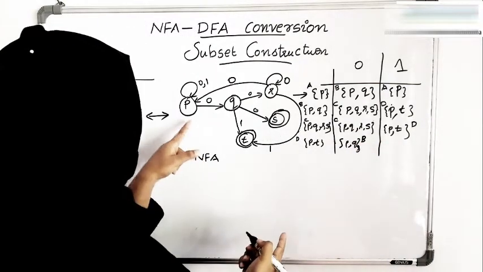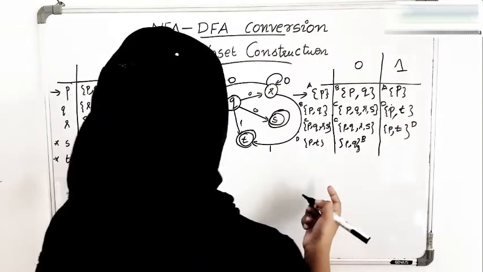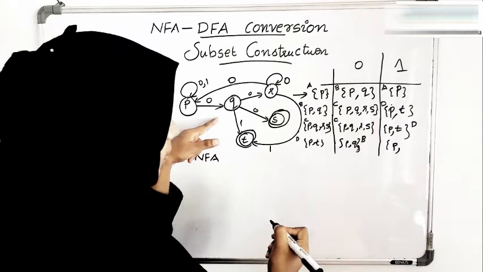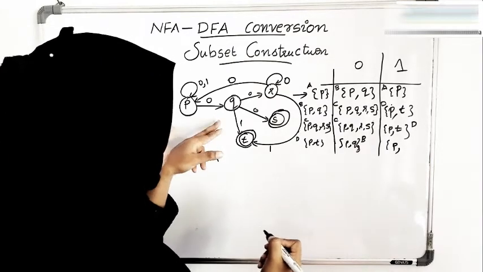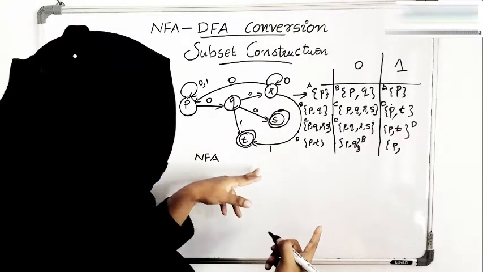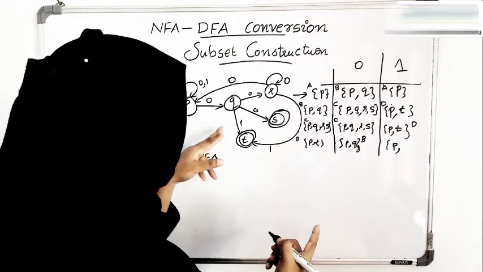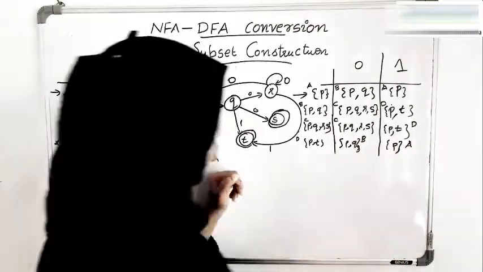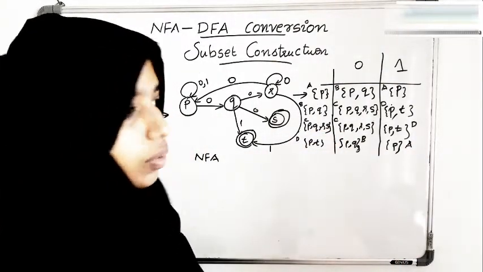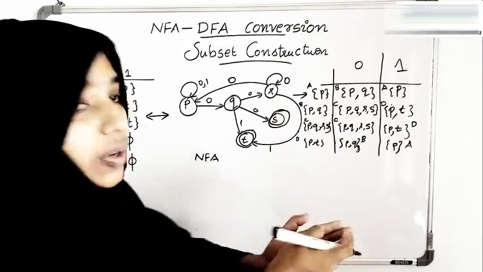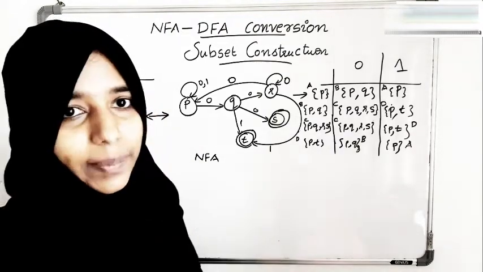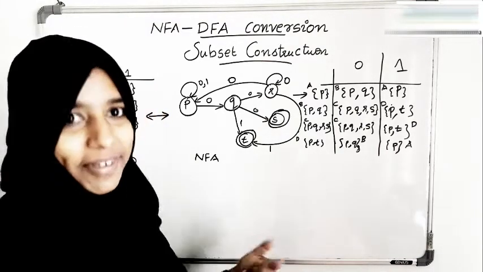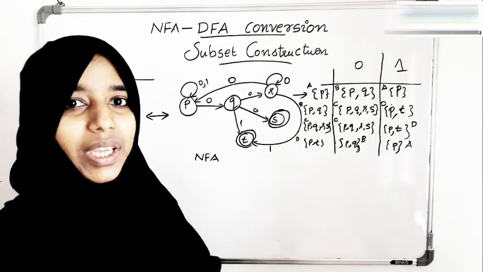Now PT on 1. P on 1 gives you P itself. Now T on 1 gives you nothing. So this is the same state A. So we have no more new states now. This is the transition table for our resultant DFA. If you are comfortable with the transition diagram, you can convert this transition table into the transition diagram.